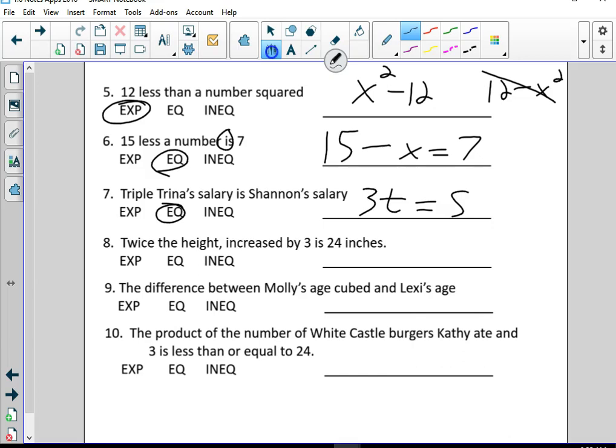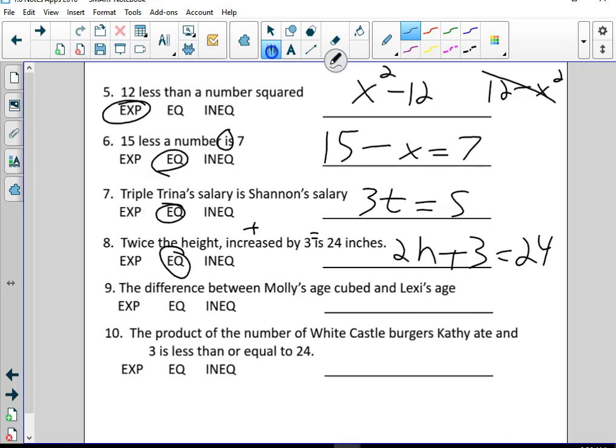Twice the height increased by 3 is 24 inches. Again, you're just translating step by step, word for word. Twice means 2 times. Height, we could use x, but usually in word problems like that, we use the letter that makes sense. So h. Increased means plus. Is means equals. Okay? And that equal sign makes an equation.